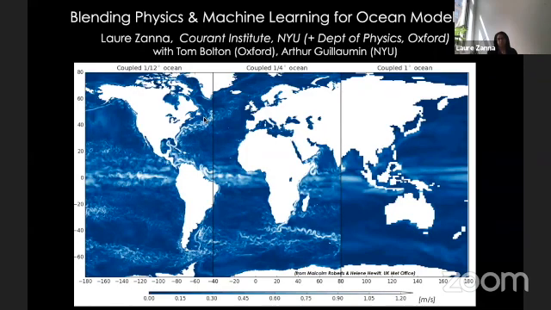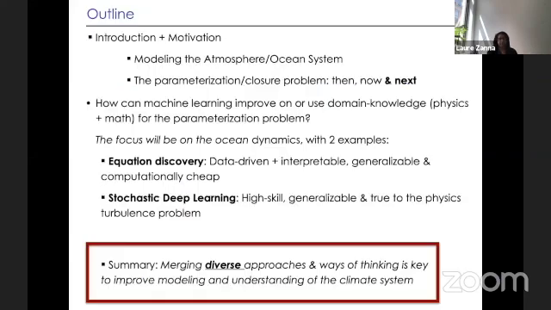So now the main question we're trying to address is, how do I represent those processes that are not resolved in those coarse resolution models on the right, but without the computational expense of running at that very, very high resolution? So that's what I'm going to discuss.